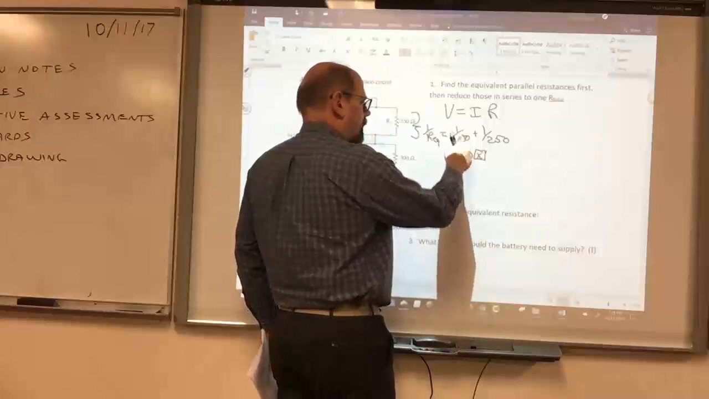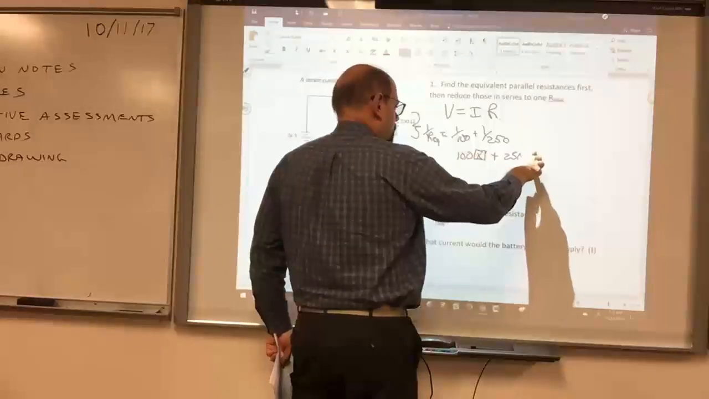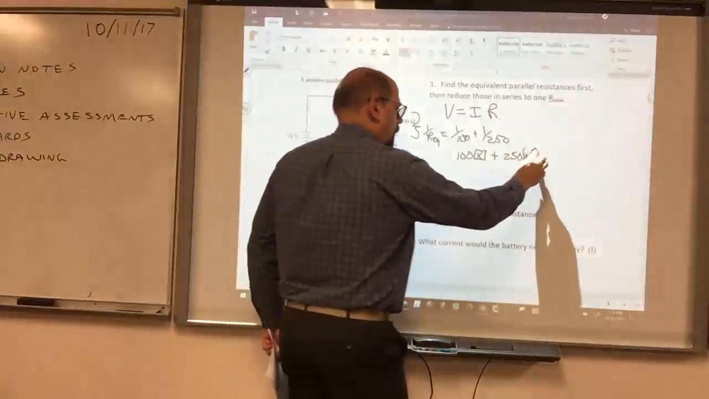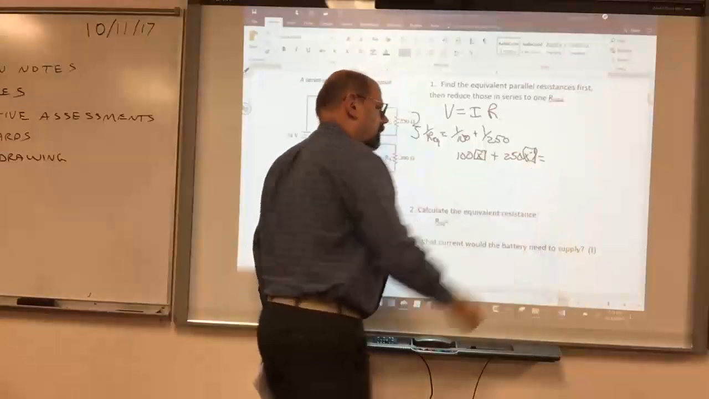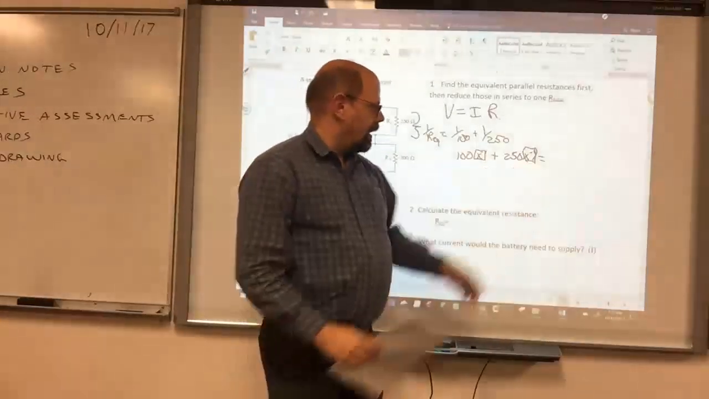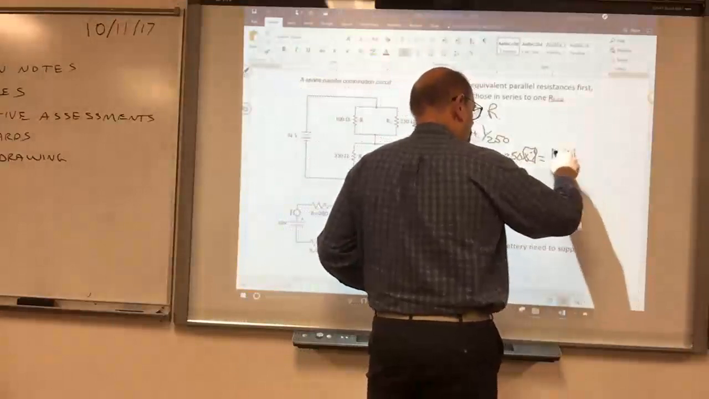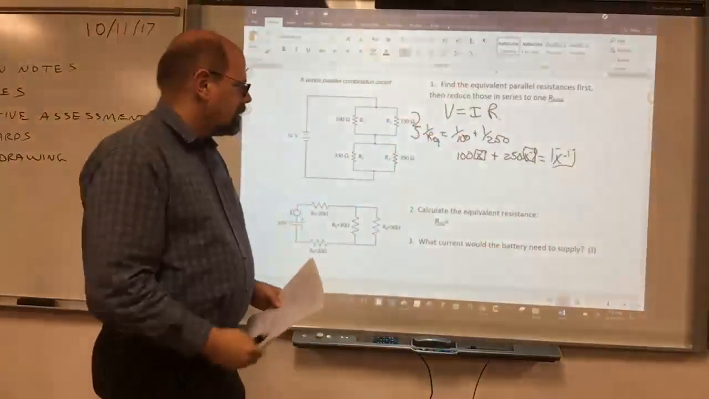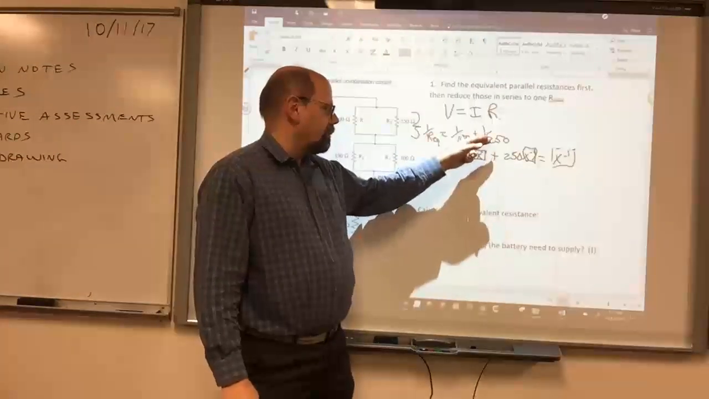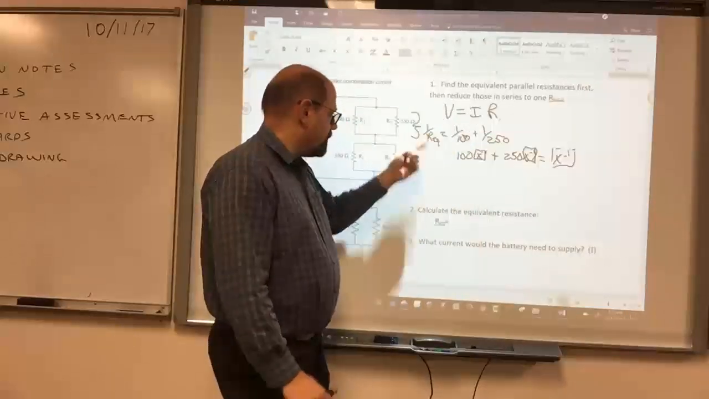Okay, so I hit 100 x to the minus 1 plus 250 x to the minus 1. That's the button I'm hitting on the calculator. And then I hit equals. What I'm going to get is this number here, but instead of doing anything else, I just hit x to the minus 1, and I have the answer. So 100 x to the minus 1 plus 250 x to the minus 1 equals, and then I hit x to the minus 1 again, and it flips this for me.